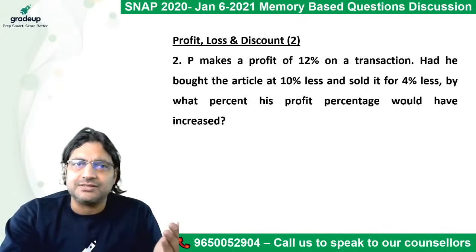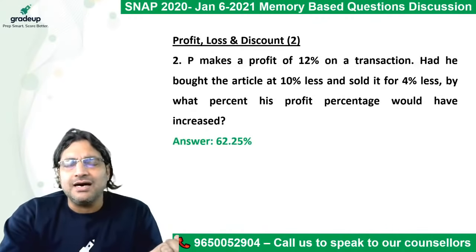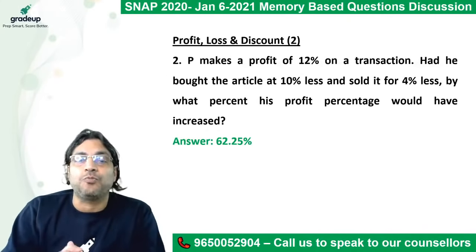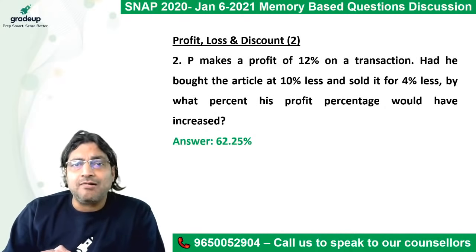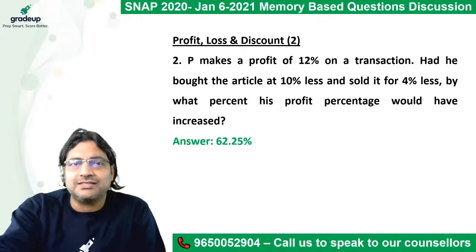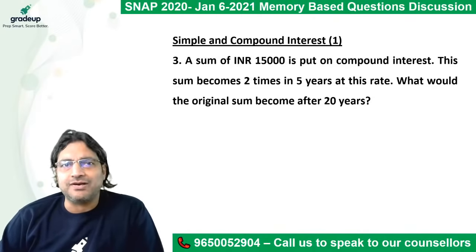So this is how this question was, and I believe that this was one of the better questions of the test. Here the answer is 62.25%, and mind you, this is not exactly 62.25%. This is very close to 62.25%. So these were the 2 questions of profit, loss and discount. Let's move from here. Then we had some questions on simple and compound interest as well.